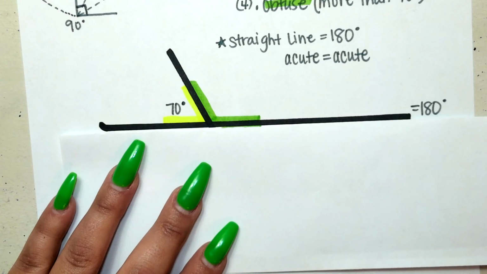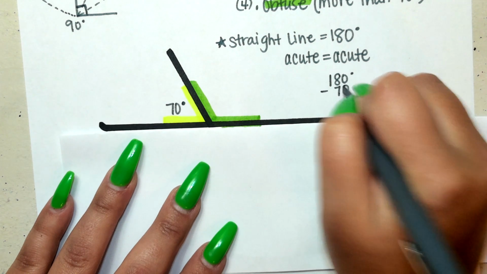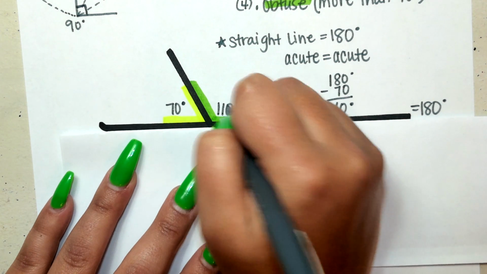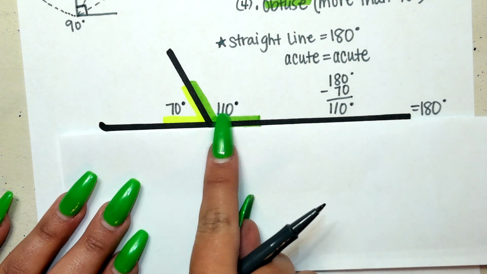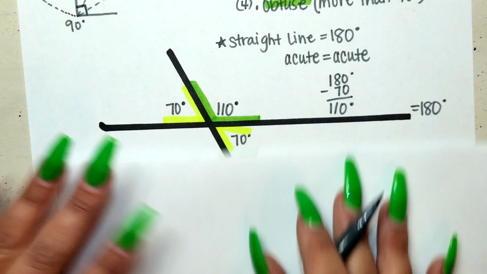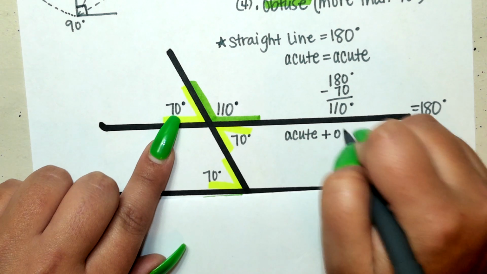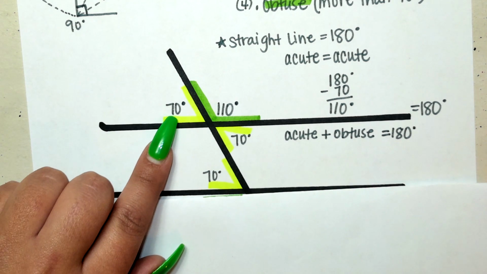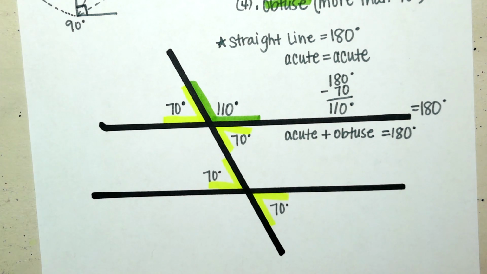So 70 plus some number is equal to 180. So I'm going to subtract. I'm going to do 180 degrees minus 70 is 110 degrees. So the angle of my obtuse is 110 degrees. It's a straight line. So 70 plus 110 is equal to 180 degrees, which means an acute angle right here plus an obtuse angle is always equal to 180 degrees.